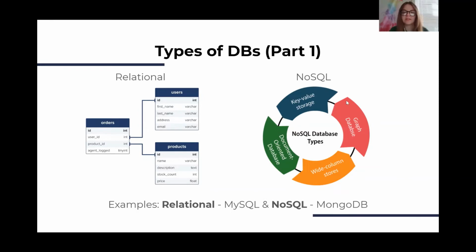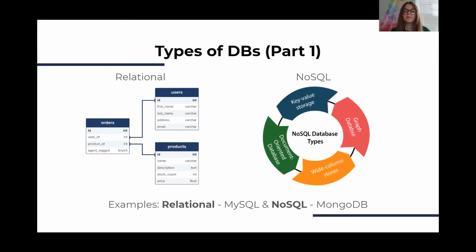As you see here in the picture, it has key-value storage, so you can store data as having a key associated with a certain value. You have a graph database, which you can think of like a social networking website. You have different amounts of data that are linked to one another.